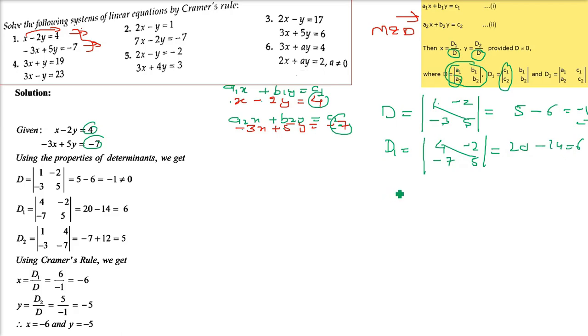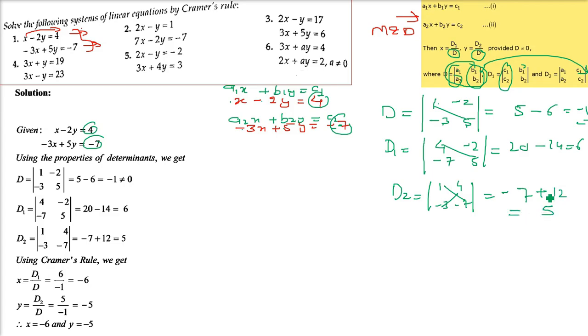Now coming to D2. We are interested in y, so the first column remains the same and the second column has to be replaced by c1, c2, that is 4 and negative 7. So 1 and minus 3 remain like that, and we put 4 and minus 7 here. So it will be negative 7 plus 12, which is 5.